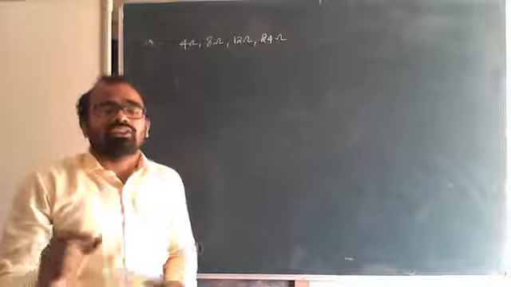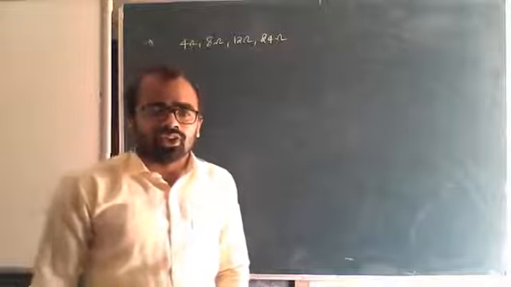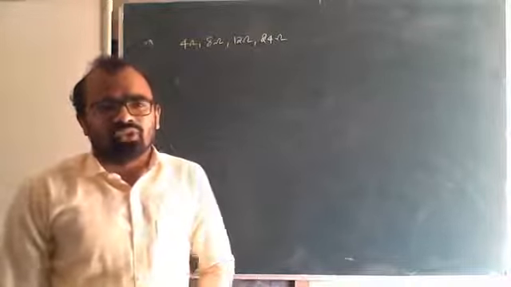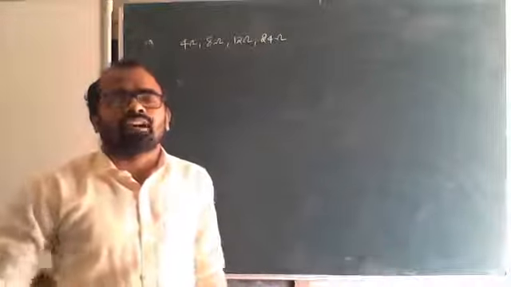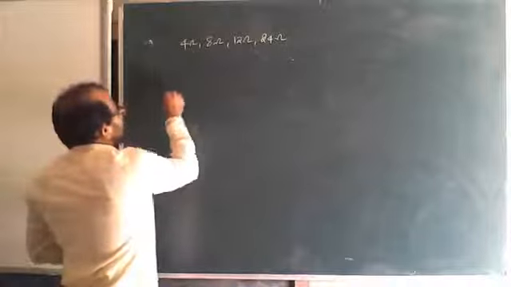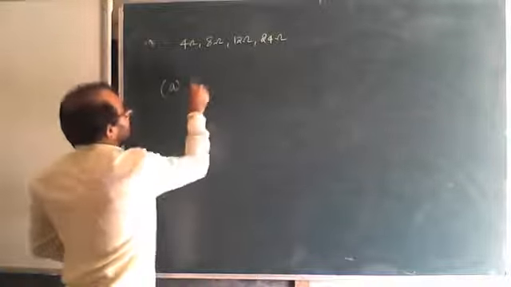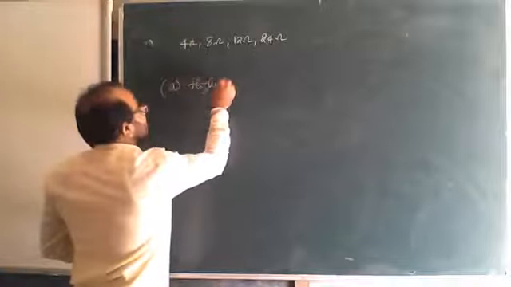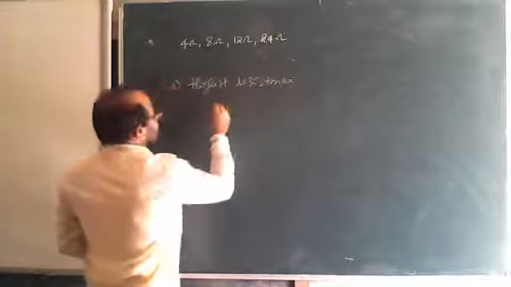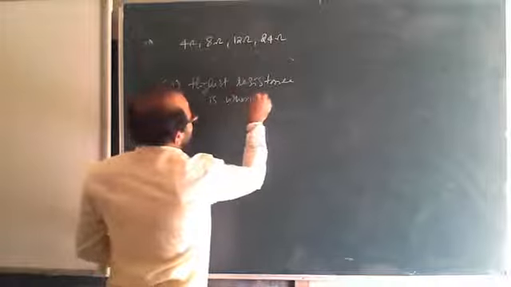Parallel connection resistance is very low, series connection resistance is very high. If you connect all the resistances in series, that will be the highest resistance. If you connect all the resistances in parallel, that will be the lowest resistance. Remember that. So the highest resistance is when they are connected in series.